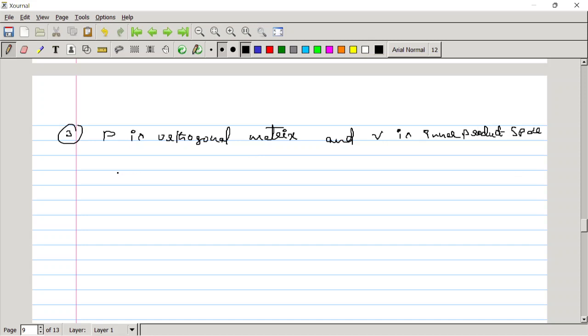So we say a square matrix P is an orthogonal matrix when P into P transpose equals identity, or we can even say P inverse equals P transpose. From this property only we can say. So by using this, we will check the options.